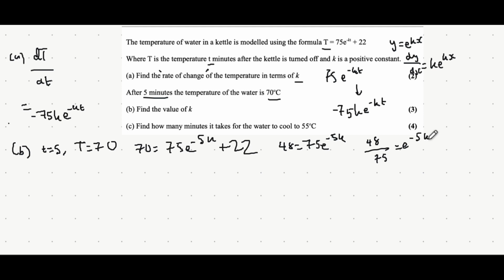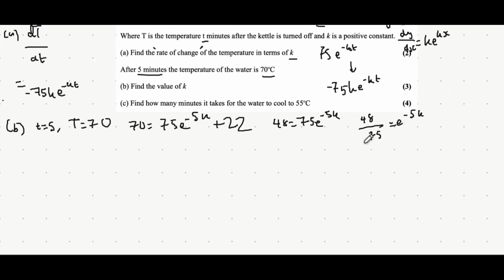From there, to get k in a solvable format, we need to bring it down as a coefficient. In order to do that, we have to apply logs to both sides so that we can bring it down. In this case, we're going to choose a log with a base that matches this variable here, e. That's log base e, otherwise known as ln. Let's apply ln to both sides. ln 48 over 75 equals ln e to the minus 5k.